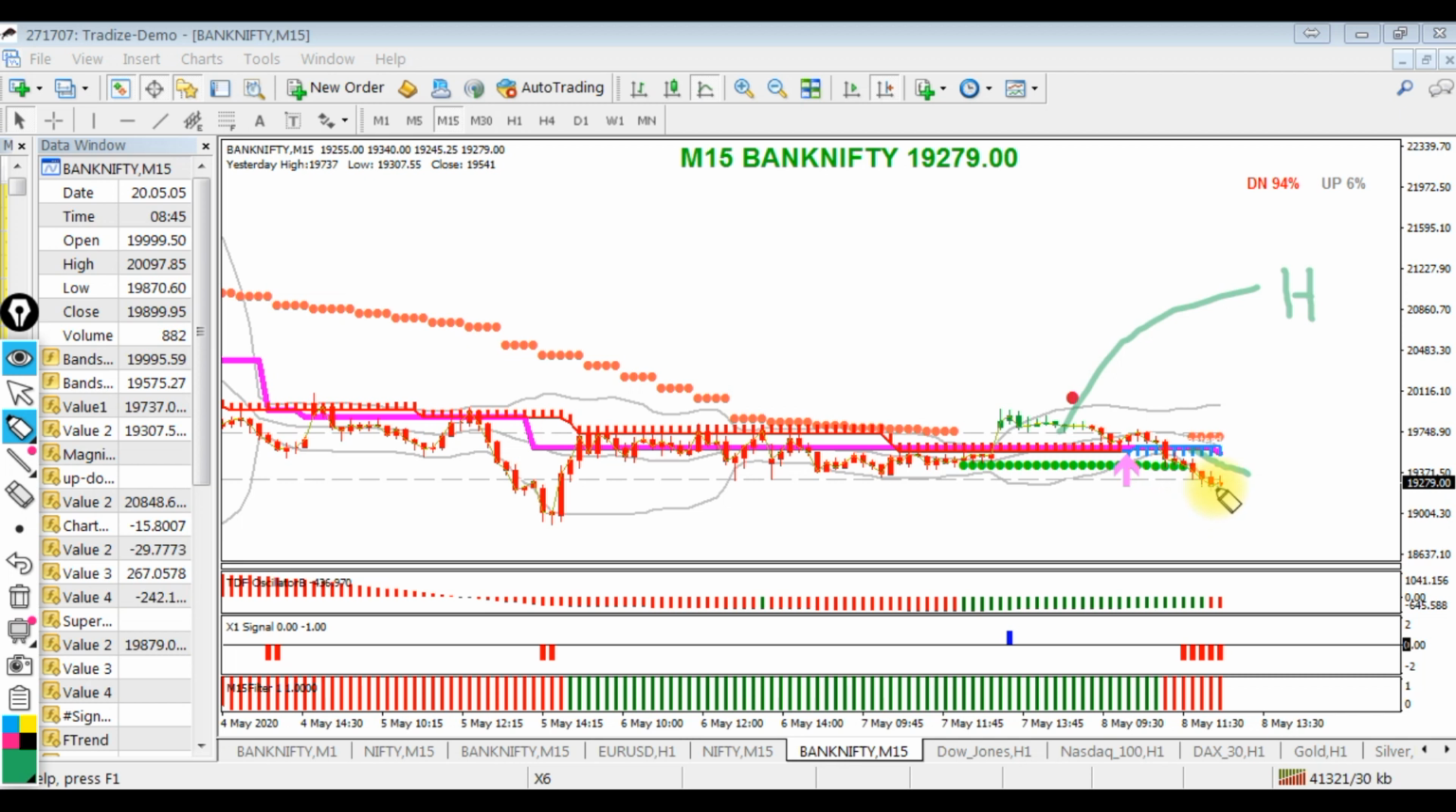So on Monday morning, if you get any pullback up to 19,700 levels, that will be a very good level to take a short position. And from there, if you get a buy signal and the filter becomes green, and the candles become green, then only you will take a buy position above this particular level. Till that time, all pullbacks must be shorted in this Bank Nifty.